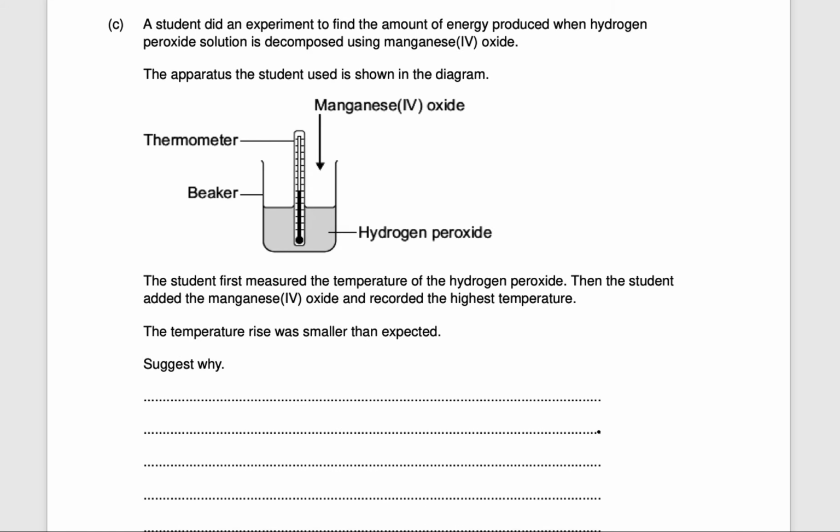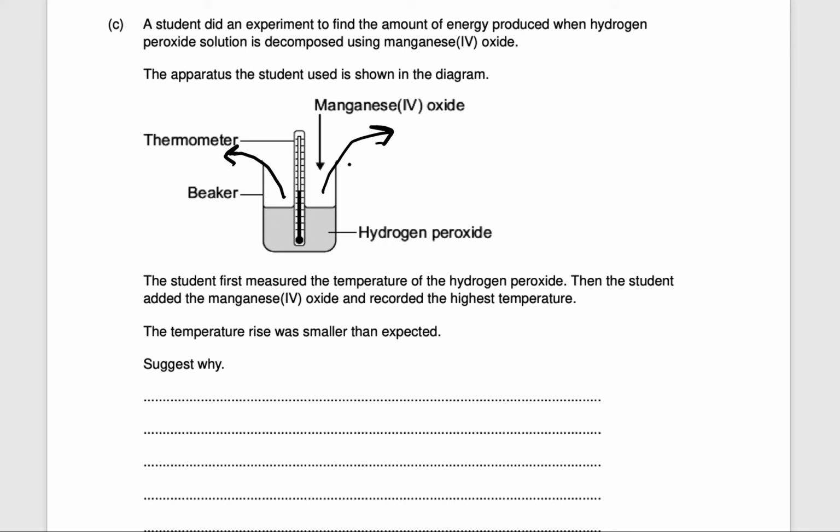Okay, final question, 2 marks. A student did an experiment to find the amount of energy produced when hydrogen peroxide solution is decomposed using manganese oxide. The apparatus the student used is shown in the diagram below. The student first measured the temperature of the hydrogen peroxide, then added the manganese oxide and recorded the highest temperature. The temperature rise was smaller than expected. Suggest why. So the temperature rise was smaller because the heat was being released into the surroundings, and that's because there's no form of insulation in it.